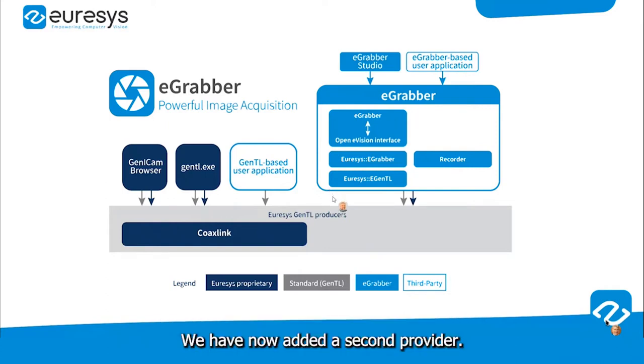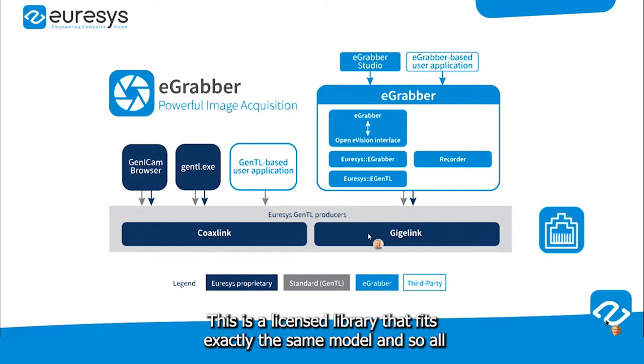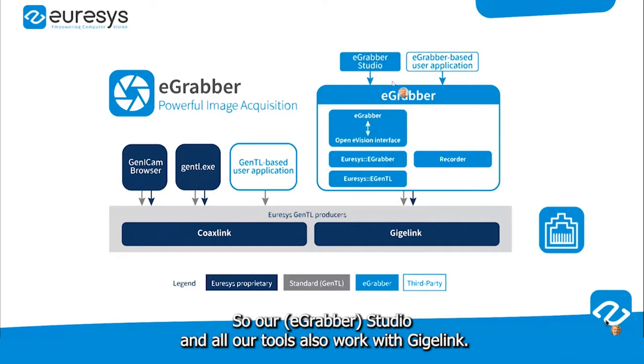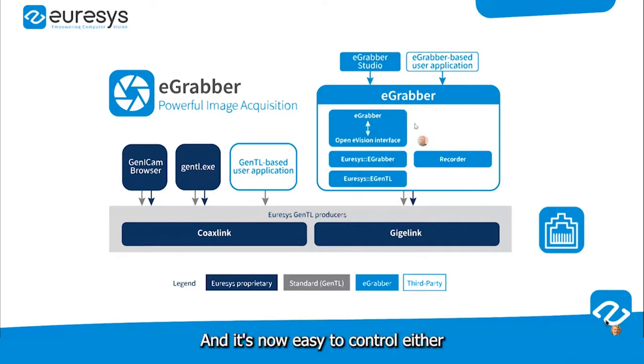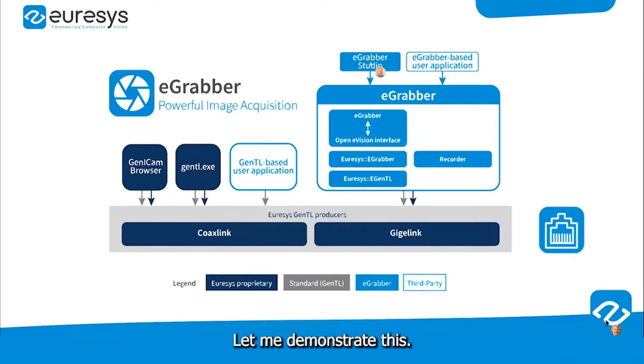We have now added a second producer, Gigelink. This is a licensed library that fits exactly in the same model. And so all the tools we were previously providing now also work with Gigelink. So our Studio and all our tools also work with Gigelink, and it's now easy to control either CoaXPress or a GigE Vision camera through our eGrabber Studio.